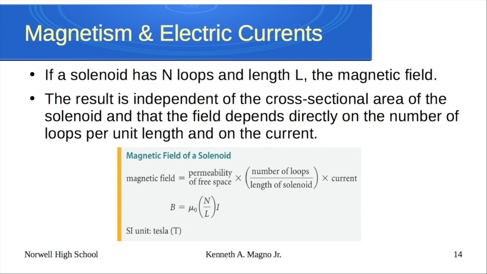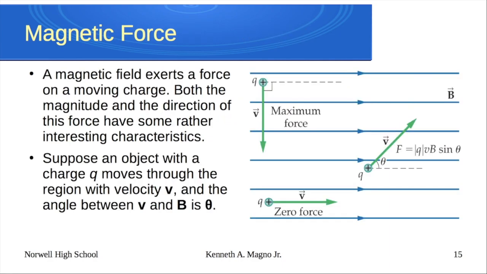So for a solenoid, we have to calculate the number of loops, we'll call N, and the length L of that coil, along with the permeability of free space. So we end up with the magnetic field for a solenoid as B equals mu naught times N over L times I. That N over L is the ratio of the number of loops to the length of the solenoid. So once we have fields, we can start to figure out how the forces are affected.